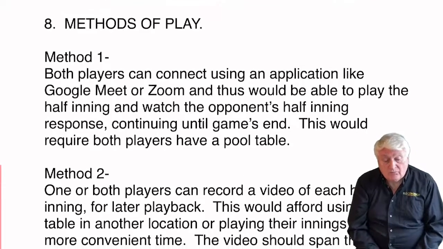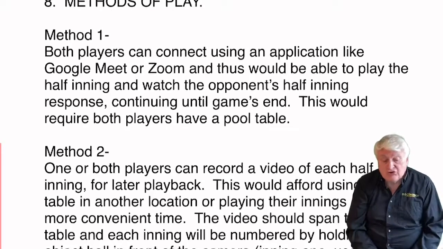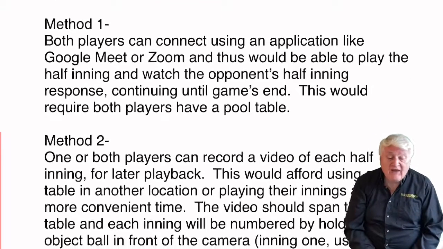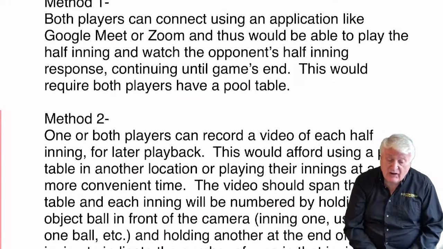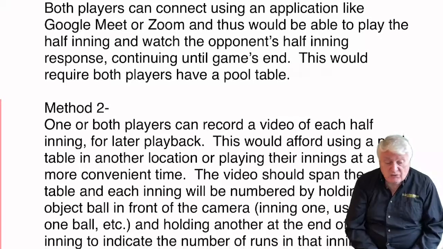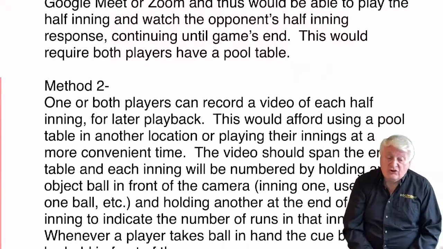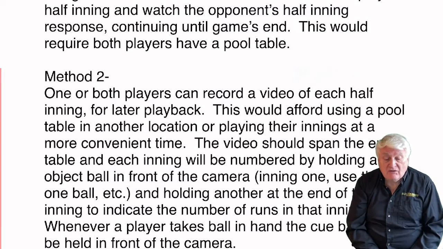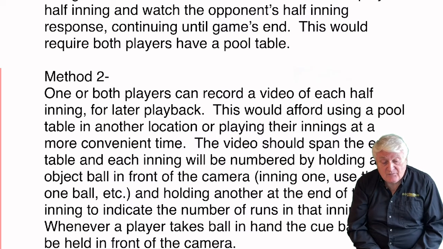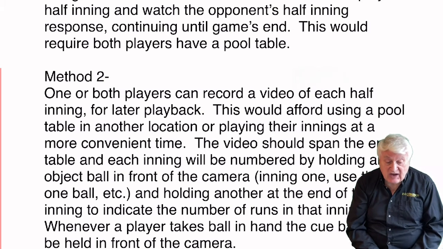Method 1. Both players can connect using an application like Google Meet or Zoom, and thus would be able to play the half inning and watch the opponent's half inning response, continuing until game's end. This would require both players have a pool table. Method 2. One or both players can record a video of each half inning for later playback. This would afford using a pool table in another location or playing their innings at a more convenient time.